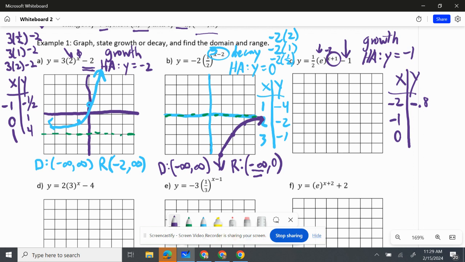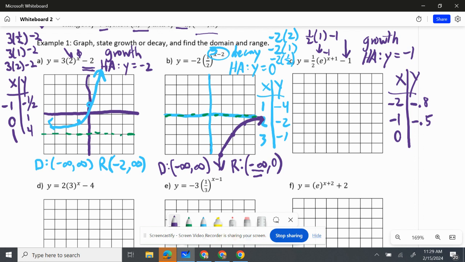So for the next one, what we're going to do is we're going to plug in a -1, and -1 plus 1 is 0. Anything to the 0 power is 1. So we have 1/2 times 1 minus 1, which would be -1/2. I'm just going to keep it as a decimal because the first one's a decimal.